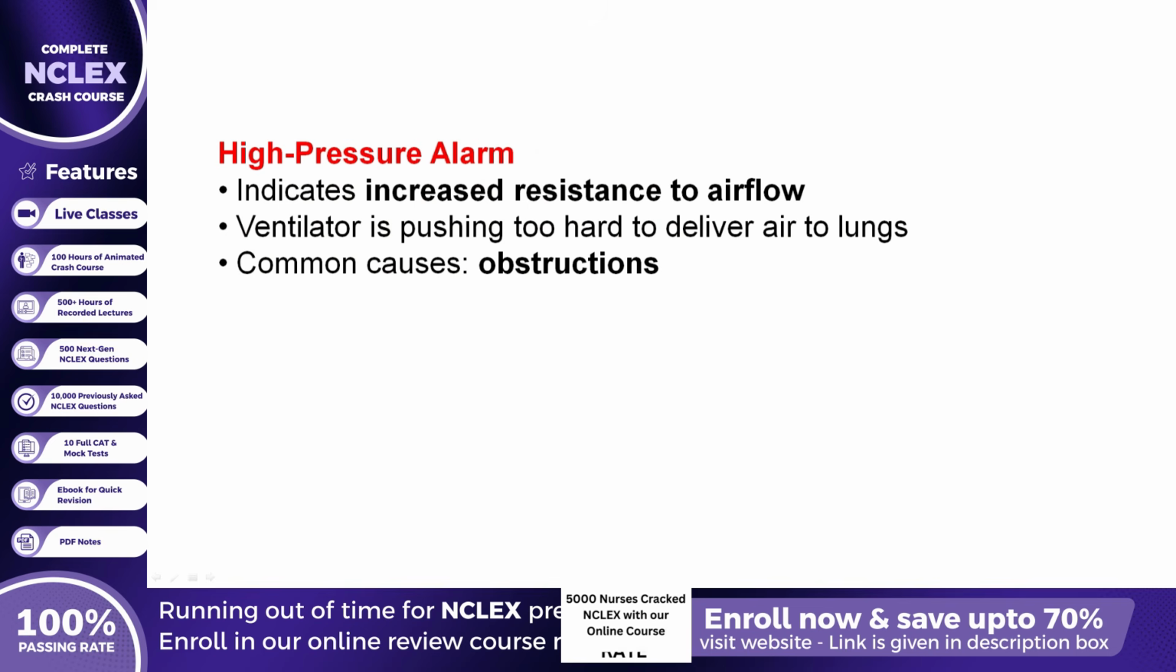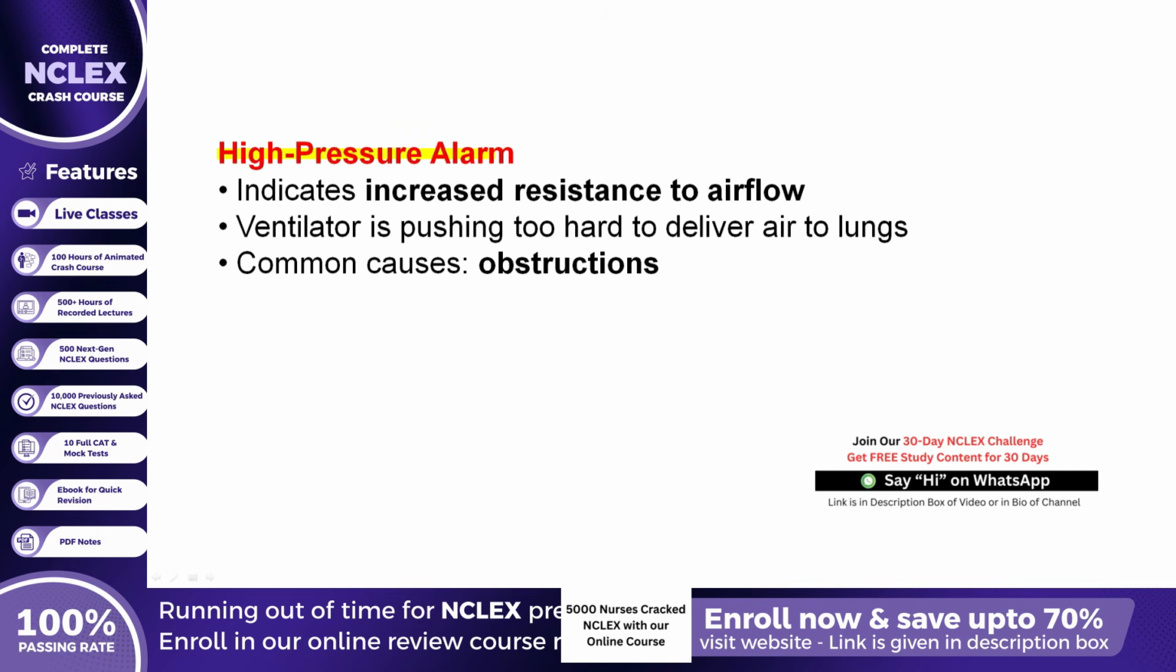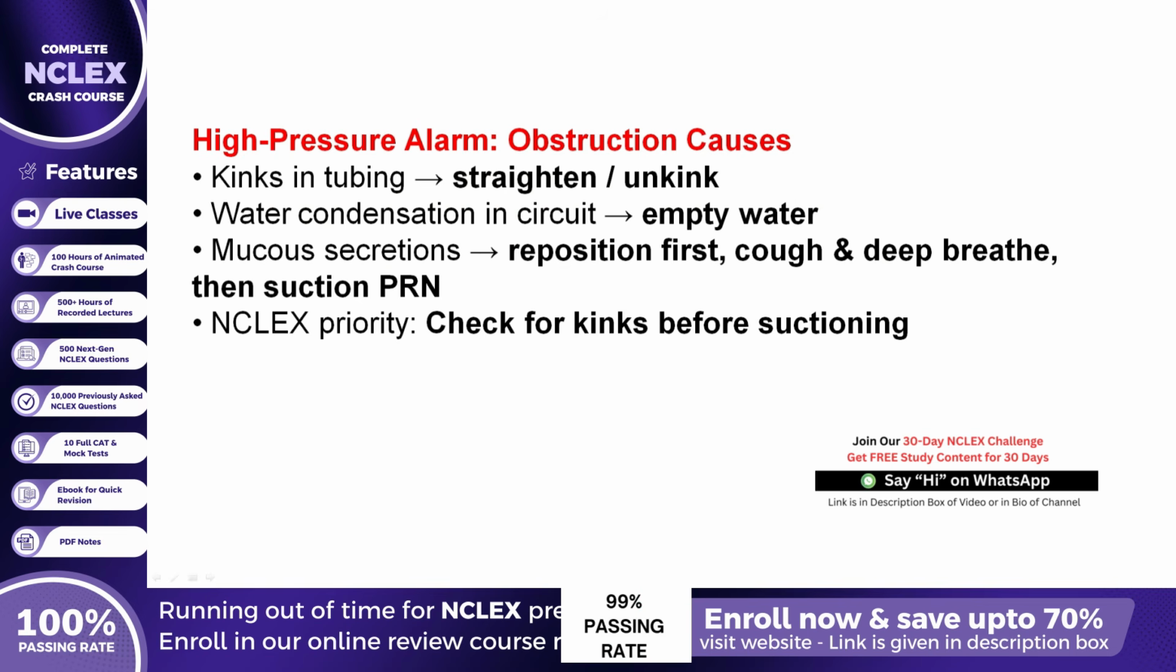Now, moving on, we explain that a high-pressure alarm indicates increased resistance to airflow. Following that, we clarify that the ventilator is pushing too hard to deliver air to the lungs. And finally, we note that common causes include obstructions. As we continue with obstruction-related causes, we state that kinks in tubing should be straightened or unkinked.